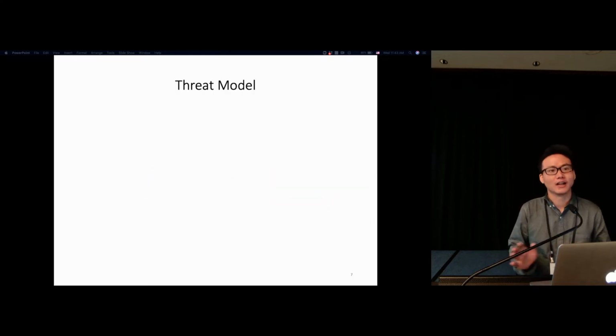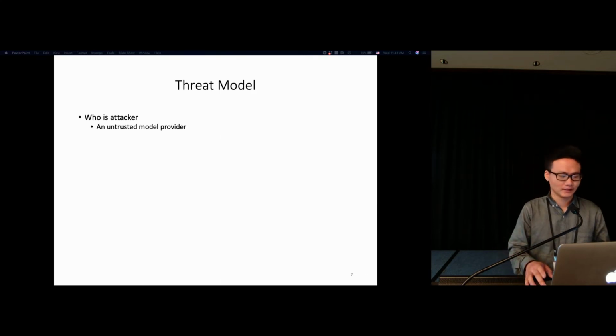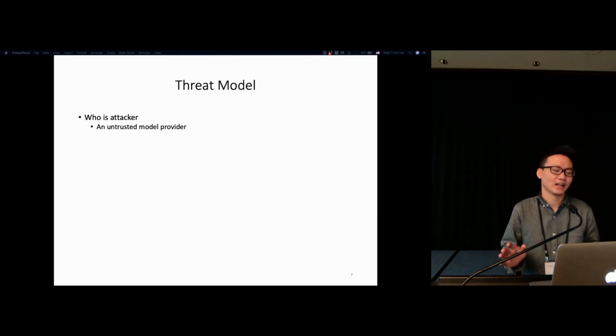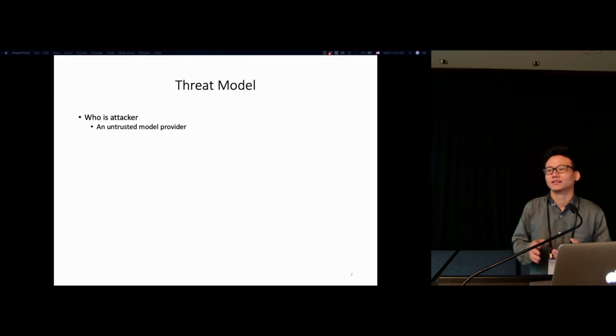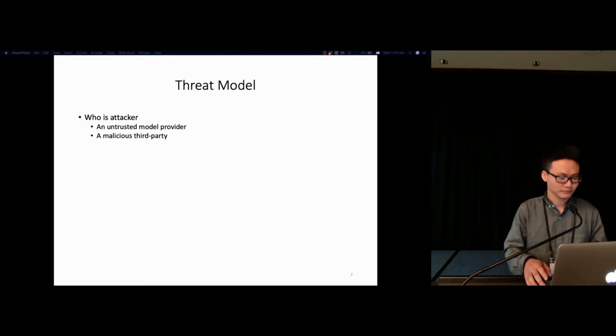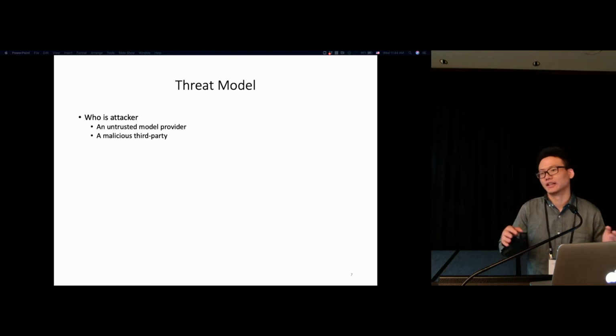Next, let's move on to the threat model. We consider two possible attacks. First, the attacker can be an untrusted model provider. The model provider pre-trains an image encoder and crafts a backdoor image encoder. The backdoor image encoder is shared with its customers. The attacker can also be a malicious third party. For instance, a third party may download an image encoder from the internet and then craft a backdoor image encoder. The backdoor image encoder is shared with the customers.